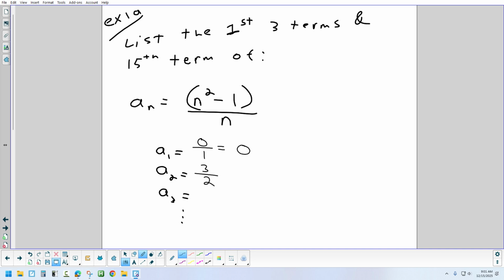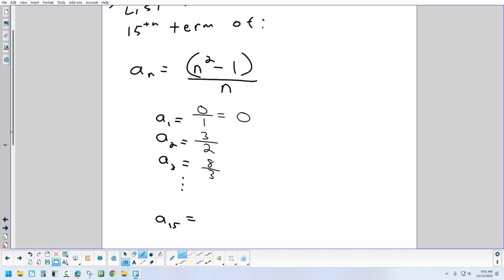Okay, and third term. Serenity, what are we plugging in for the third term? 3. What's 3 squared? 9 minus 1? 8. So 8 thirds. This would be a hard pattern to figure out yourself, if they didn't give you this formula, because you have to take the number, square it, minus 1 from it, and then divide it by itself. That's a lot of steps. That'd be a tough one to figure out.